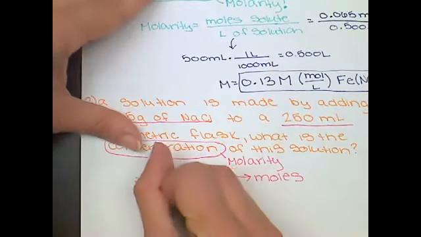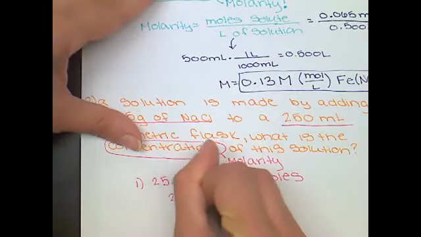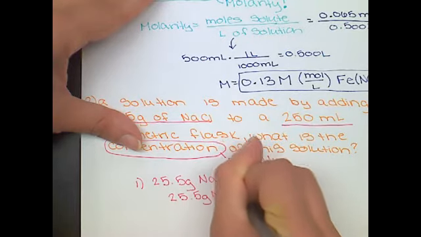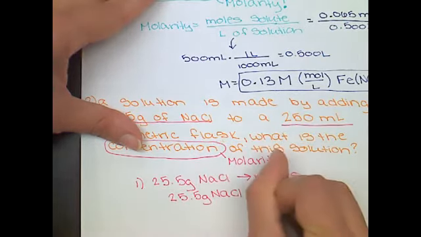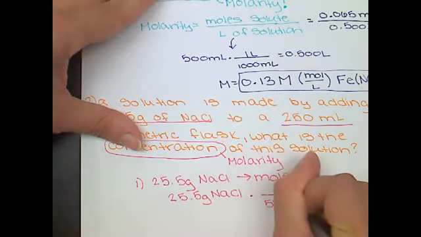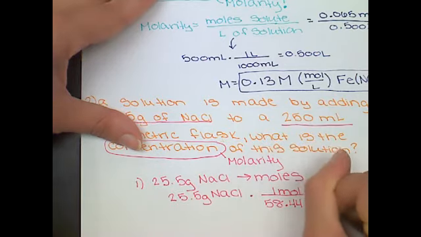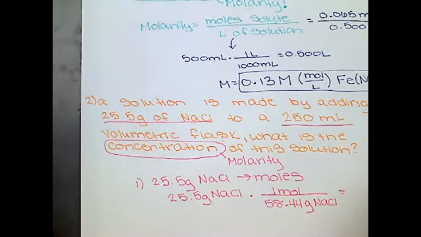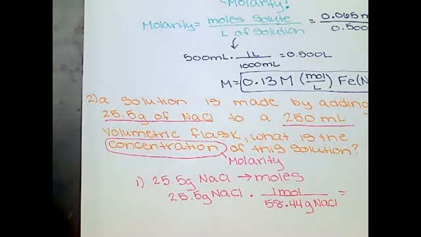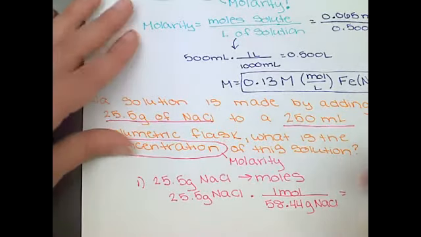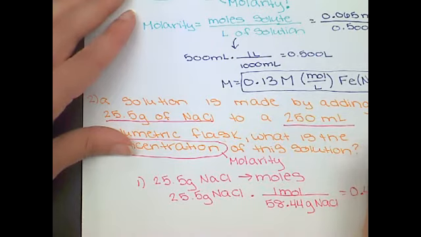So if I were to set this up, I'm going to have 25.5 grams of NaCl, and now here's my molar mass, 58.44 grams over 1 mole of NaCl. This is going to give me my moles. And again, to convert between grams and moles, I use the molar mass of that compound. So 25.5 divided by 58.44, I get 0.43. I'm going to keep one more digit, so 0.436 moles of NaCl.